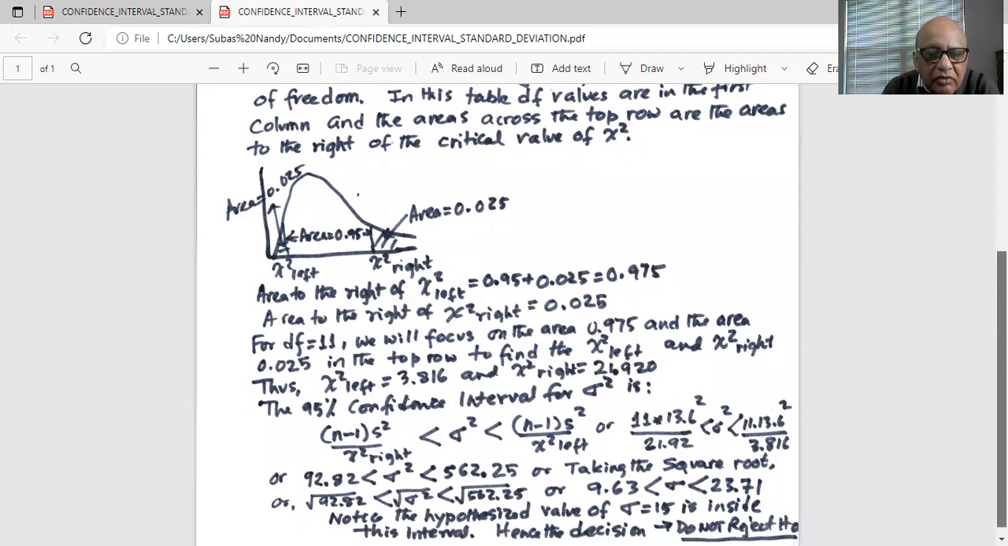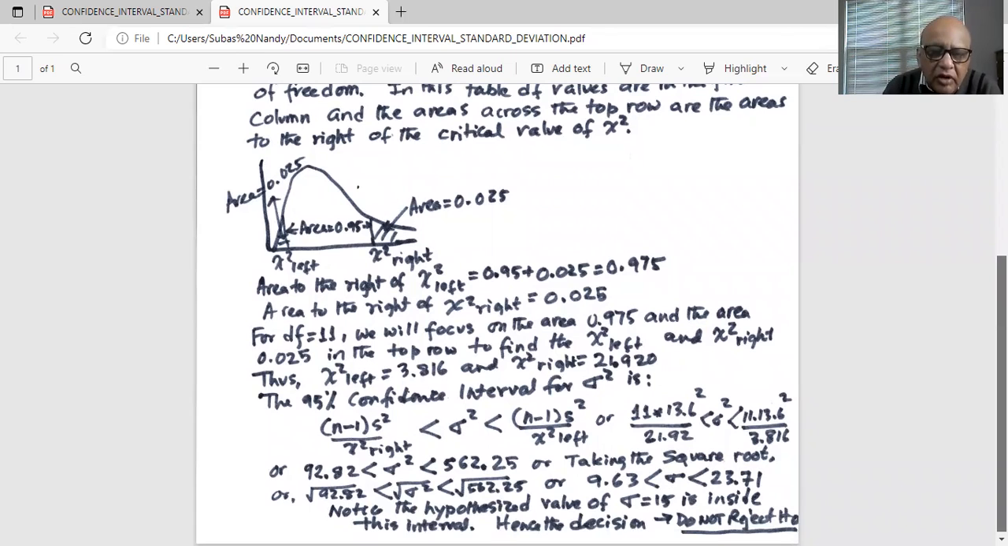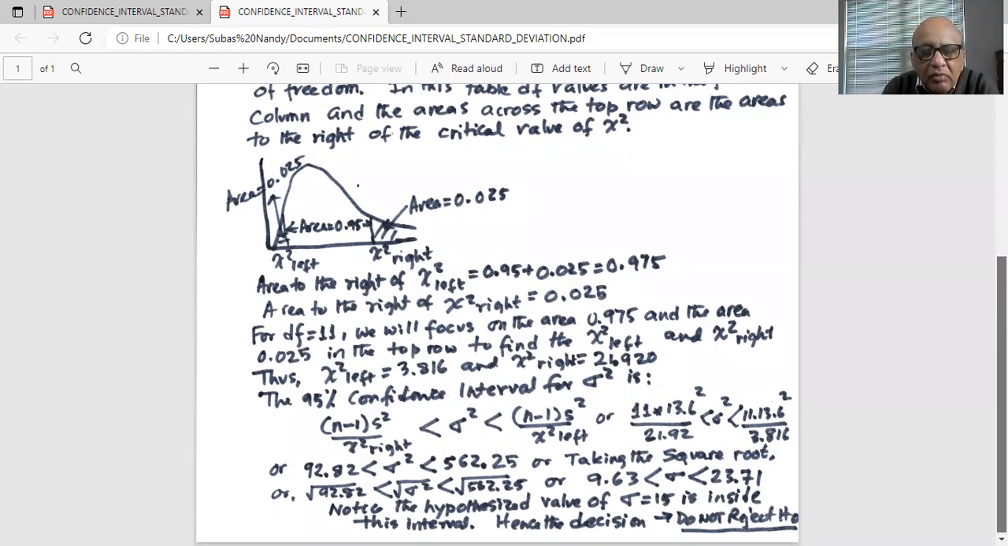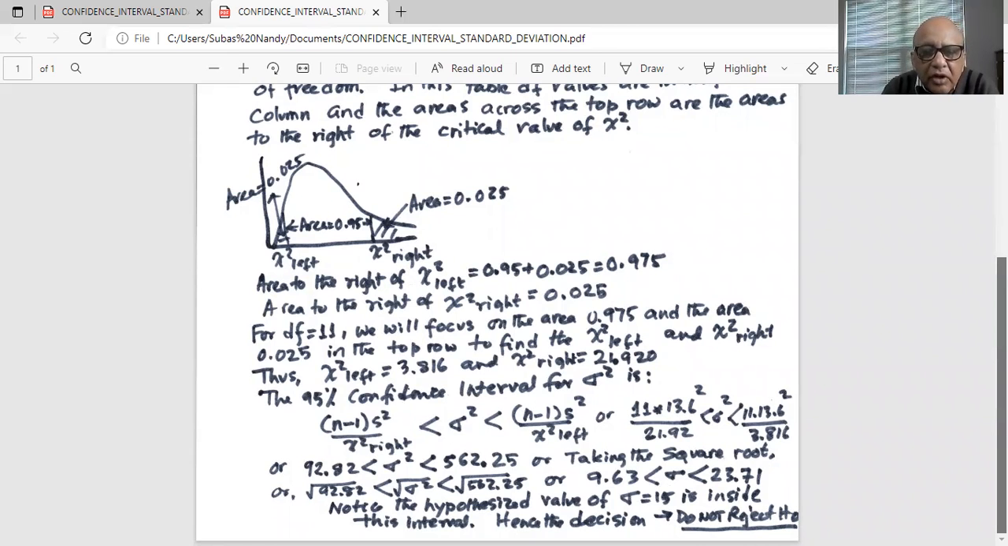If we do so in our calculator, we will do like this: 11 multiplied by 13.6, and then we will press the x squared button, which is in the first left column of the calculator, halfway down in the center. Press that after 13.6, so we get the exponent 2 on top of 13.6, and then divide it by 21.92. That will result in the lower boundary for variance as 92.82. Similarly, the upper boundary for the 95% confidence interval for variance is 562.25.